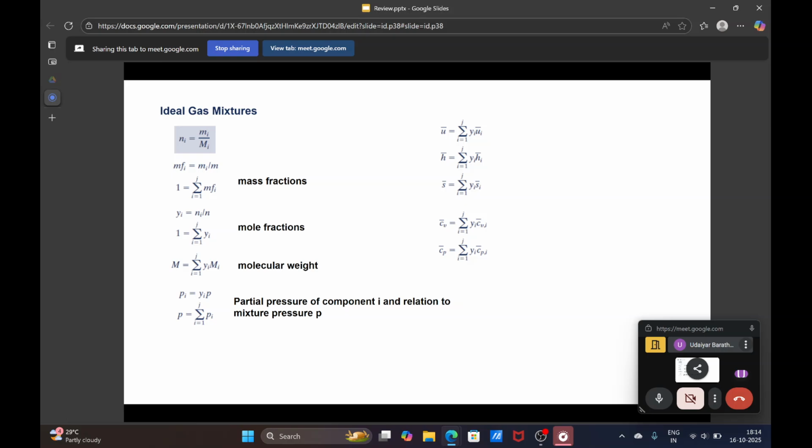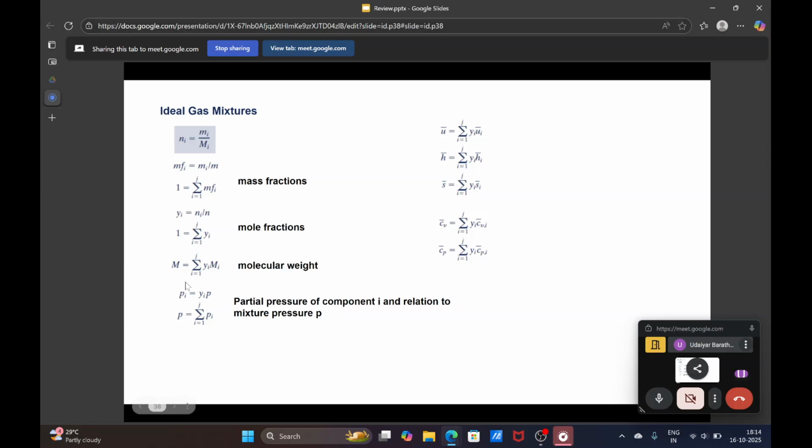So your moles are generally written as mass by the molar mass. That gives you the mole of the system, converting mass to mole. And the mass fraction is nothing but the mass of the species divided by the total mass. And we know that the sum of all the mass fractions will be equal to 1. Similarly the mole fraction is the mole of that species divided by the total mole, and the sum of mole fractions is also 1. So the molar mass of the mixture is your mole fraction multiplied by your molar mass, and that gives you the molecular weight of the mixture.